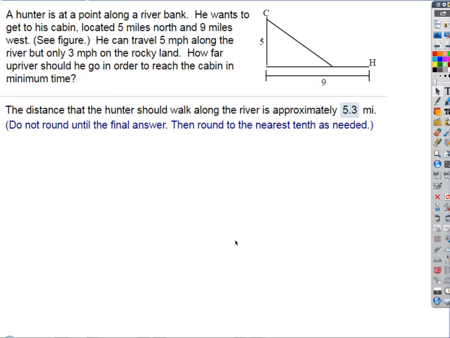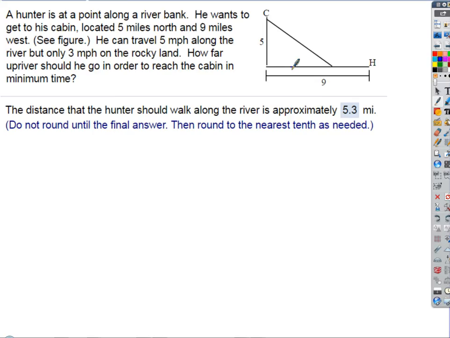So he's starting here and he wants to get to his cabin. Here's the river. It's not a very good picture. So he's going to have to travel 9 miles down the river and north 5 miles, unless he picks a better path, right? He wants to get there in minimum time. He can travel 5 miles an hour along the river, but only 3 miles per hour on the rocky land.